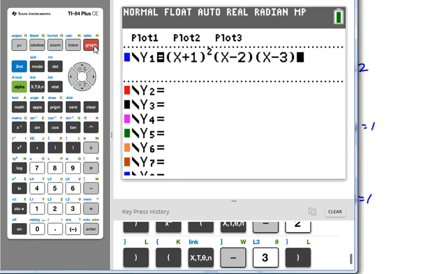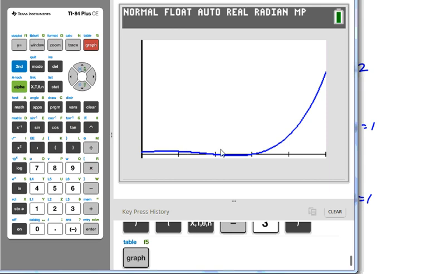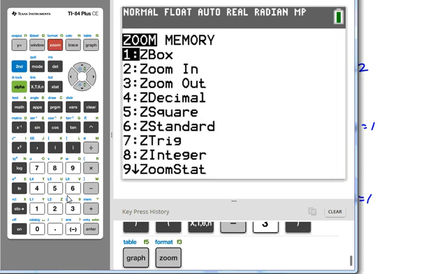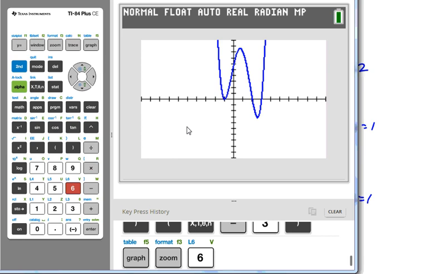We're going to see, we can't see very well. I'm going to have to go to standard window and zoom 6. So that's what it is.